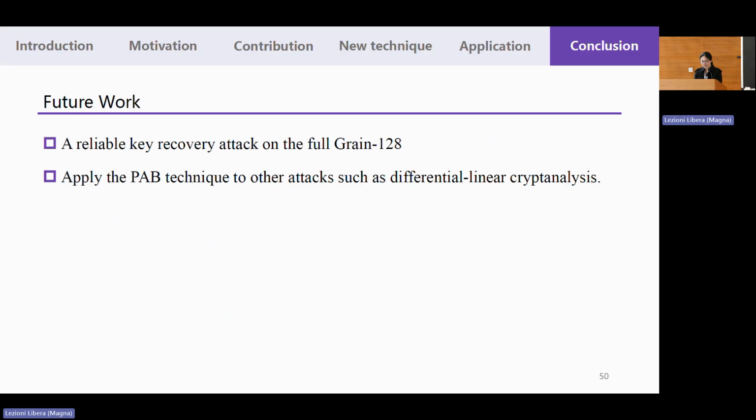Although it is widely believed that Grain-128 is insecure, a theoretically reliable attack is still absent. Giving a reliable key recovery attack against the 4-version Grain-128 will be one direction of our future work. Additionally, the PAB technique proposed in this talk is a general tool for evaluating the bias of Boolean functions. We think it will be useful in some other attacks, for instance, differential-linear cryptanalysis. This will be another direction of our future work.